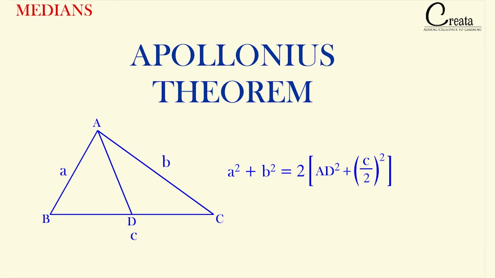This is the formula of Apollonius theorem. This theorem shows the relationship between the sides of the triangle and the length of the medians. As per this theorem, the sum of the squares of any two sides of any triangle equals twice the square on half the third side together with twice the square on the median bisecting the third side. This is the relation. If we take a triangle with sides A, B and C and AD as a median, the relation will be A squared plus B squared is equal to 2 times (AD squared plus (C/2) squared).